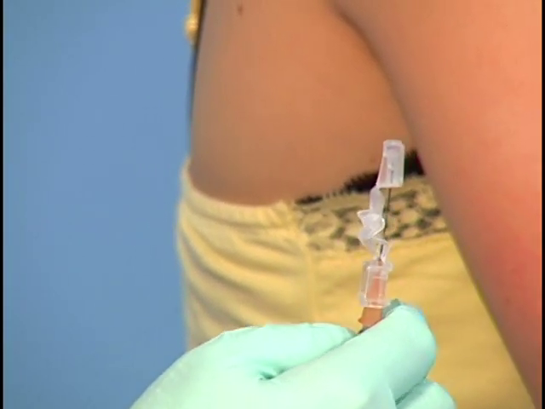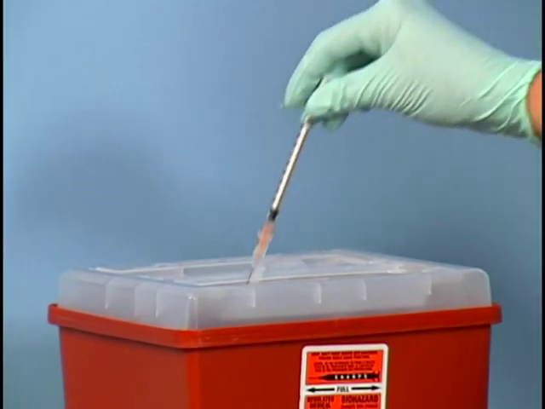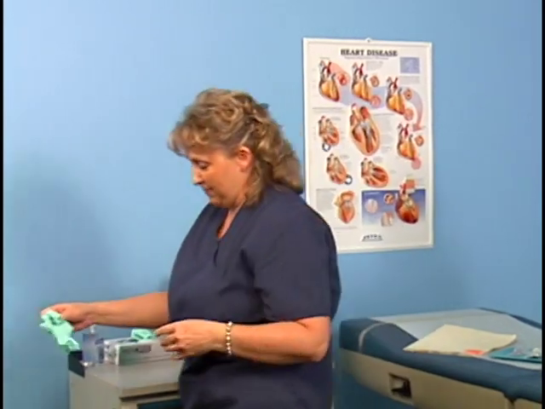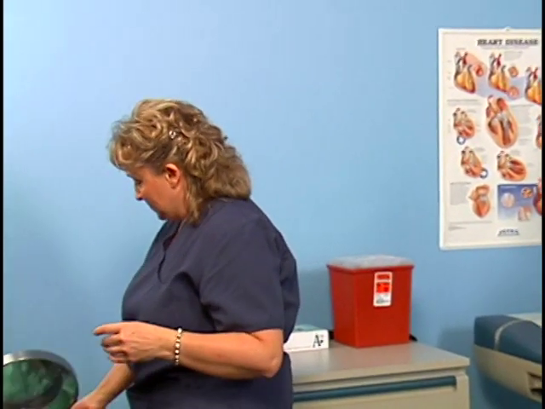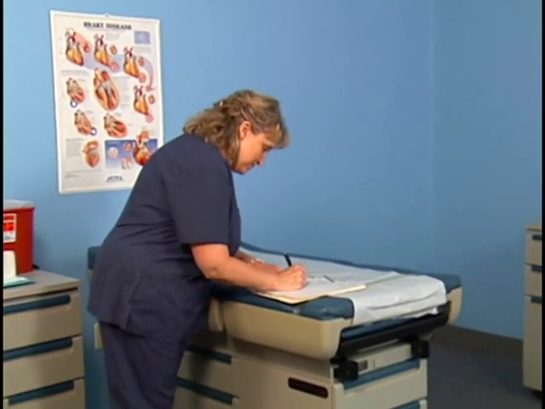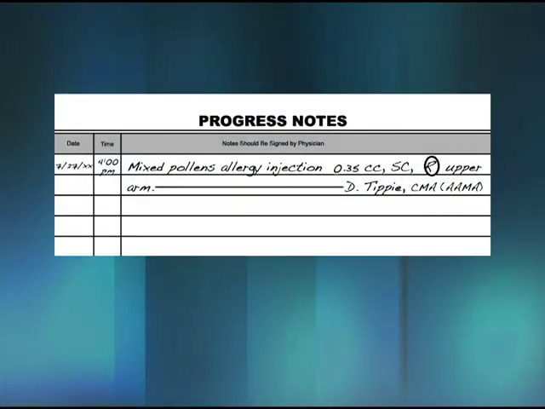Activate the safety shield on the needle. Properly dispose of the needle and syringe in a biohazard sharps container. Remove your gloves and sanitize your hands. Chart the procedure. Include the date and time, the name of the medication, the dosage given, the route of administration, and the injection site used.